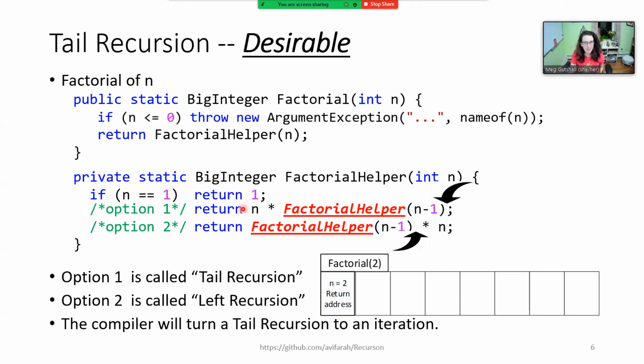In option 1, the recursion, factorial helper, is the recursive call, and it is the last thing that happens. Notice that the return address is the very end. In option 2, the factorial helper is not the last thing. In option 2, we pop the stack off, rehydrate n to what it used to be, and it's a good thing we did, otherwise we will multiply by the wrong thing. In option 1, there is no need to rehydrate n. We're going to throw it away. So the compiler will turn your tail recursion into an iteration.